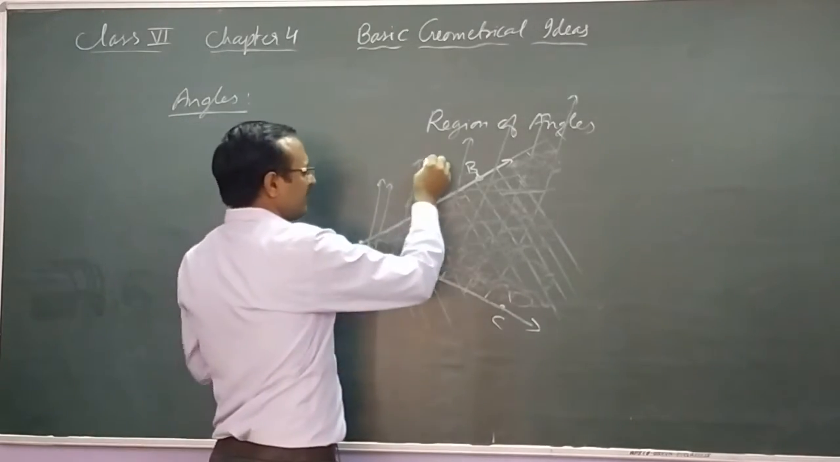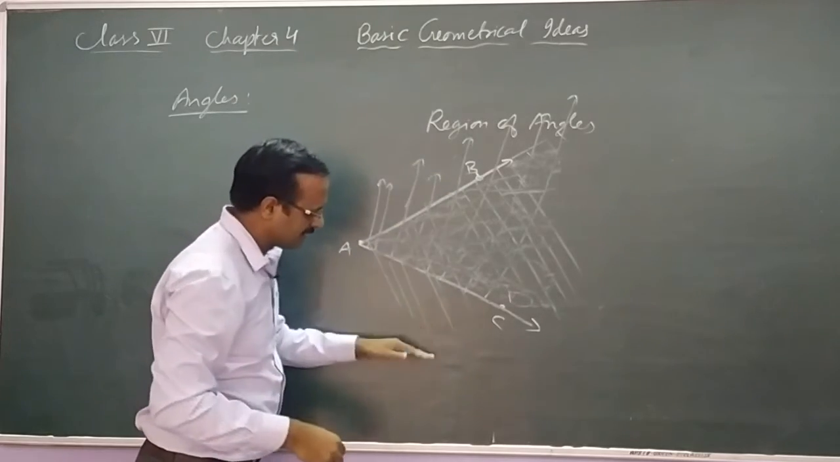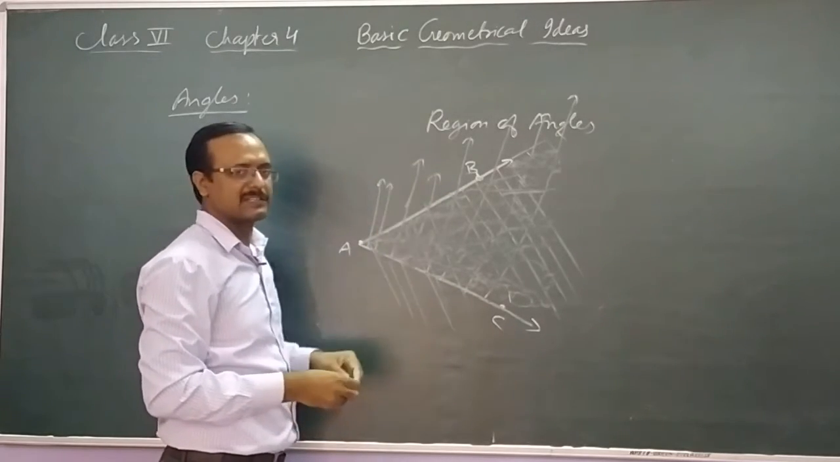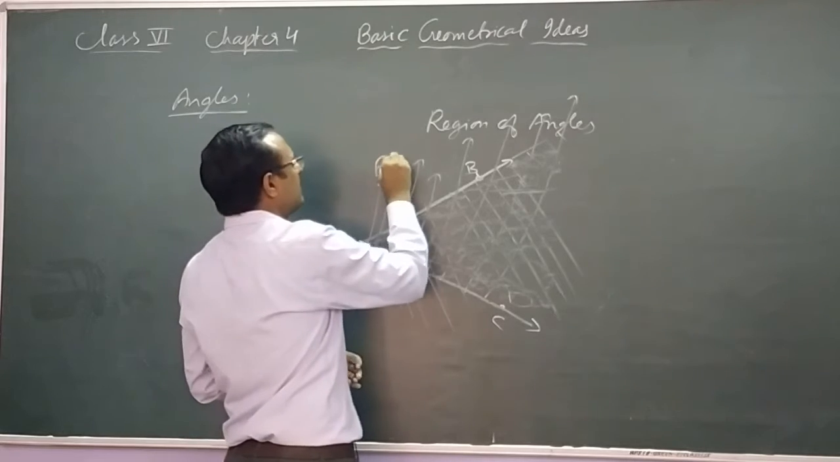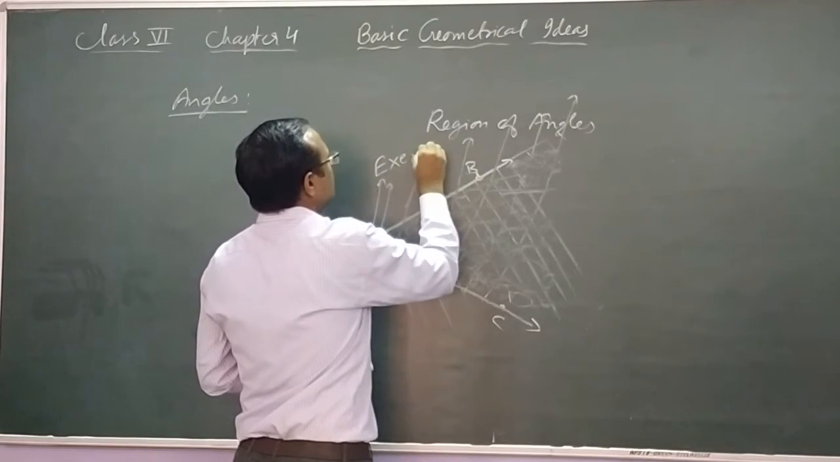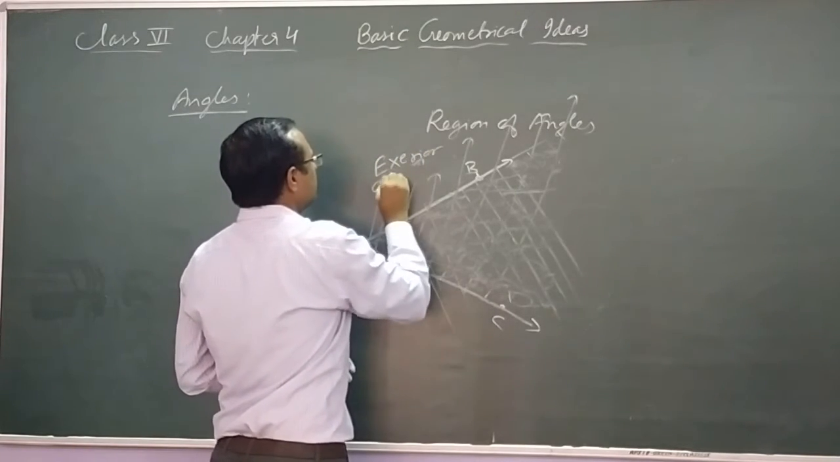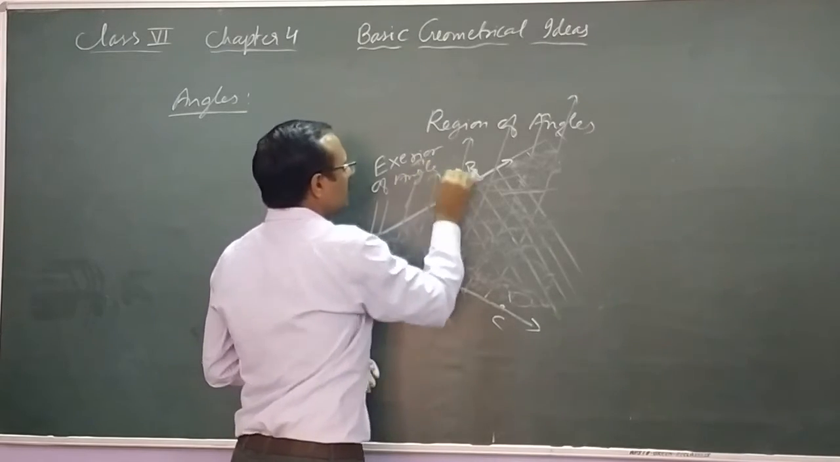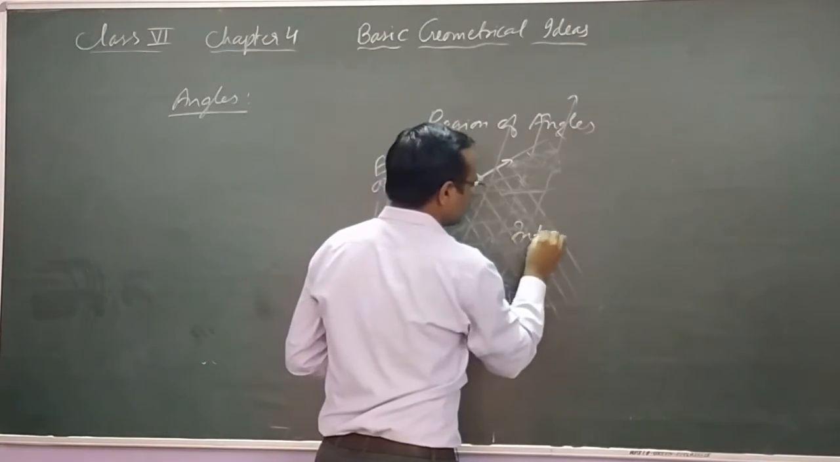And the shading where this intersection is not happening is called the exterior of the angle, and this is called the interior of the angle.